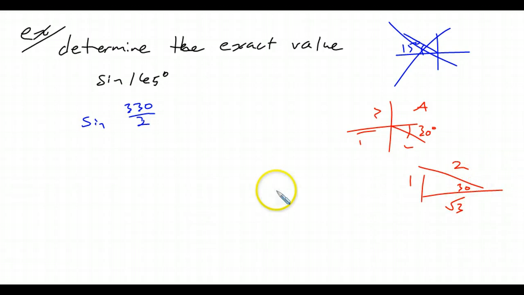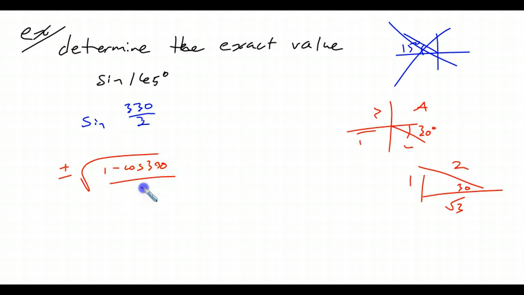Sorry. So sine of 330 divided by 2. So really, this is going to be our identity. So I'm going to use the identity that sine of theta over 2 is plus or minus the square root of 1 minus cosine 330 over 2. Cosine of 330 degrees is going to be positive by this right here, since I'm in my fourth quadrant, so it'll be positive, whatever it is.